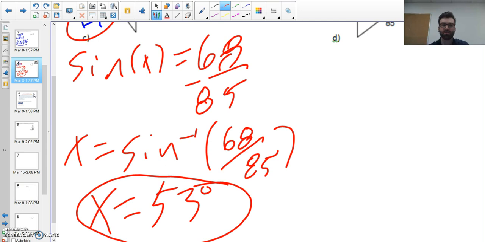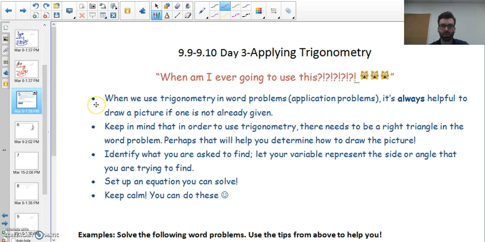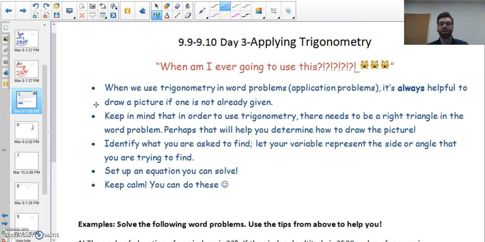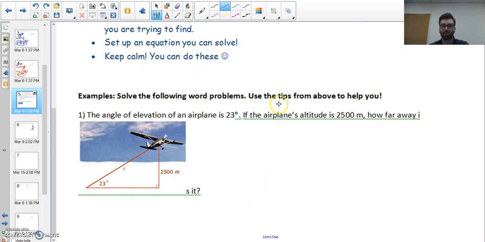Okay, so right now I want you to flip to day 3. Applying trig. When am I ever going to use this? When we use trigonometry word problems, it's always helpful to draw a picture if there is not one given. Luckily on these first couple, I gave you one. Keep in mind there should be a right triangle in the word problem. Perhaps that'll help you determine how to draw your picture. Identify what you're asked to find. Let your variable represent a side or angle that you're trying to find. So keep calm, you can do it.